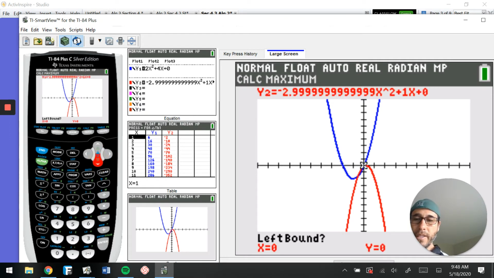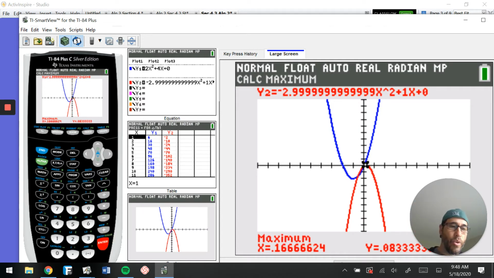So left bound means go to the left 2 times of where the max would be. Go to the right 2 times of where the max would be. And I hit enter, and I get, ooh, that's a big decimal representation, right? The maximum value would be 0.08. Okay, all right, let's keep rolling here.